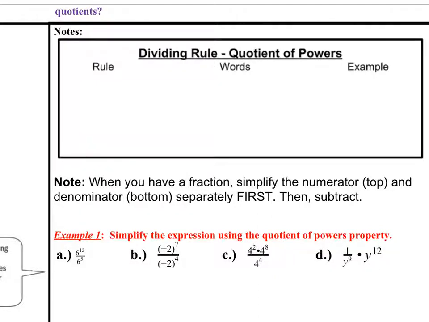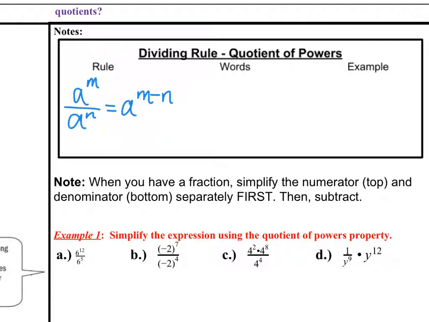First, a to the m over a to the n. That's just an example. I subtract my exponents. So it would be a to the m minus n. You're going to subtract.